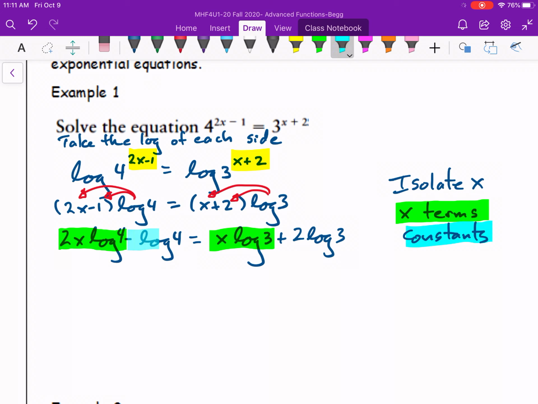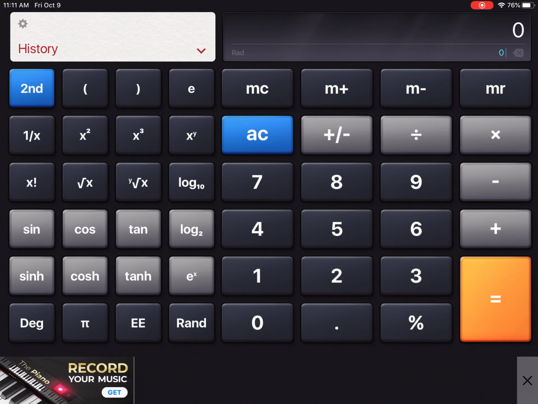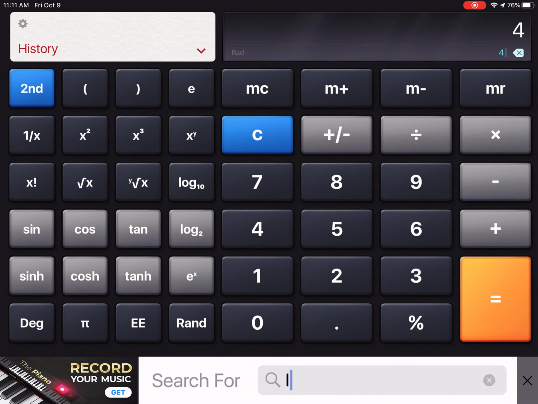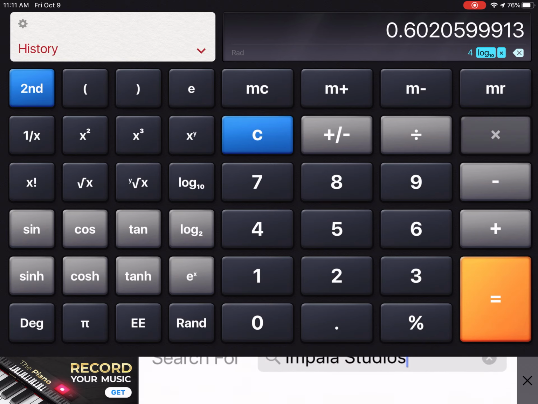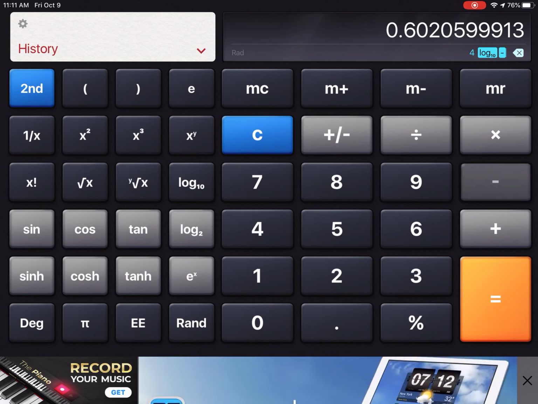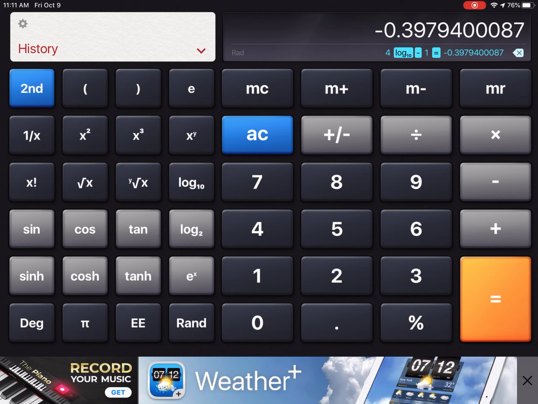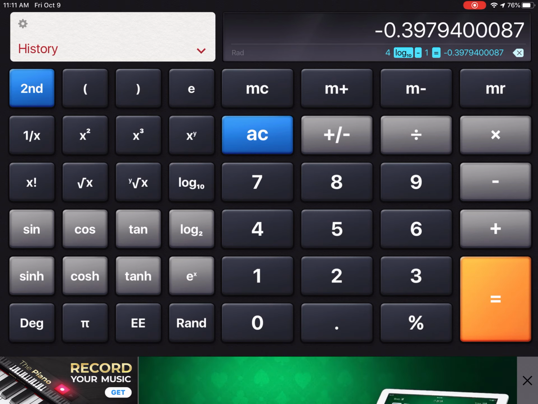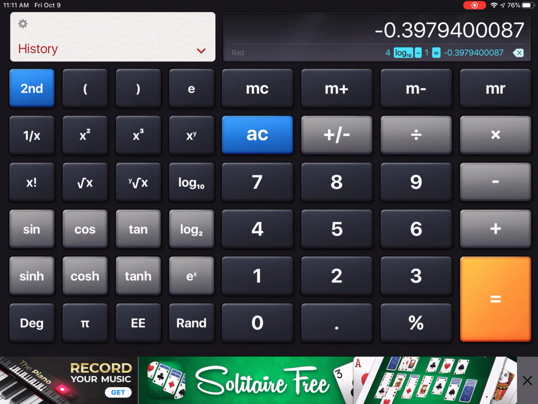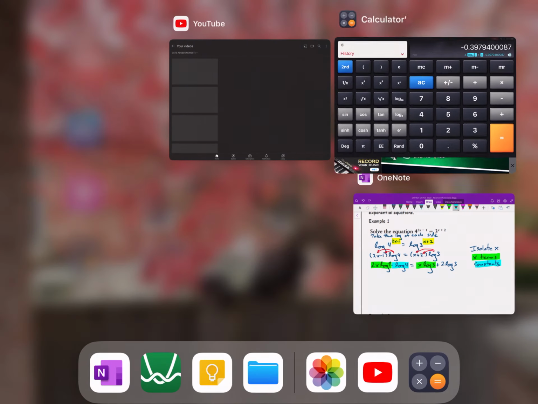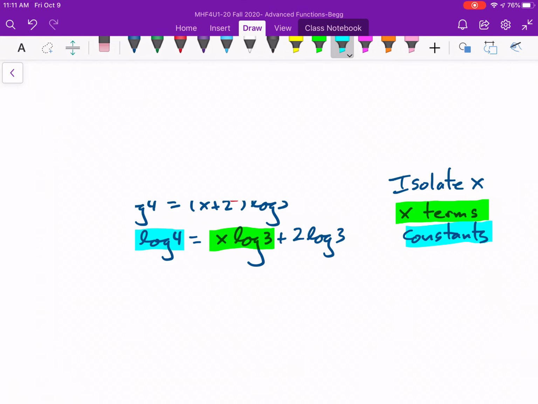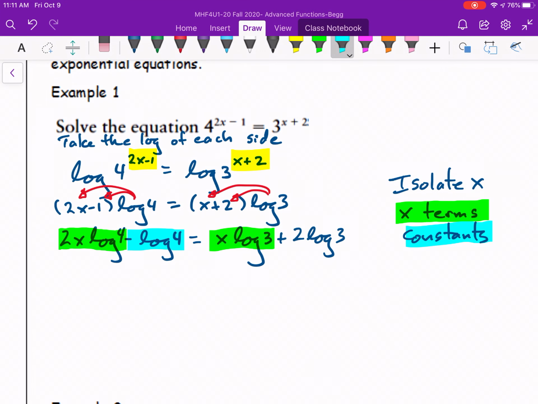Constants: negative log 4 is actually just a constant, right? It's just a number. I can type it in my calculator. If I go take the log of 4 and then make it negative, it gives me negative 0.3979. It doesn't matter what it is, just as long as you understand that it's a constant. So log 4 is a constant, as is 2 log 3. It's going to be a number. It doesn't matter what that number is right now, as long as we recognize it's just a constant number.